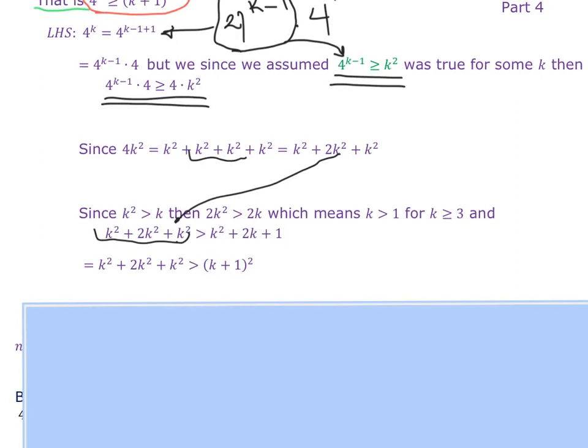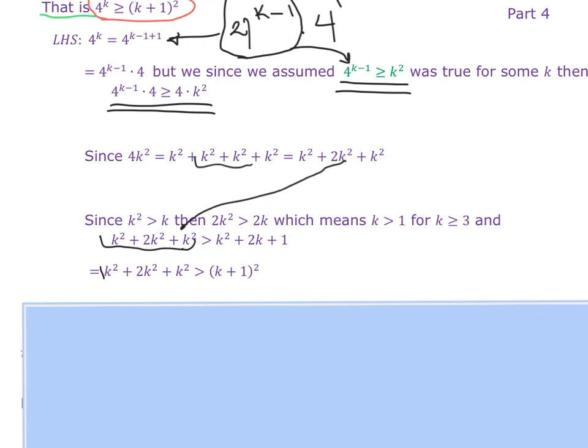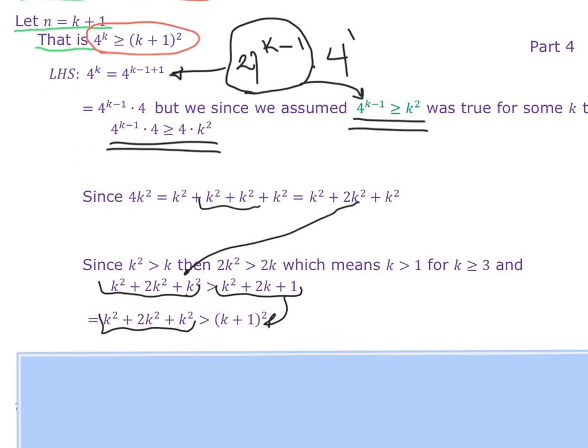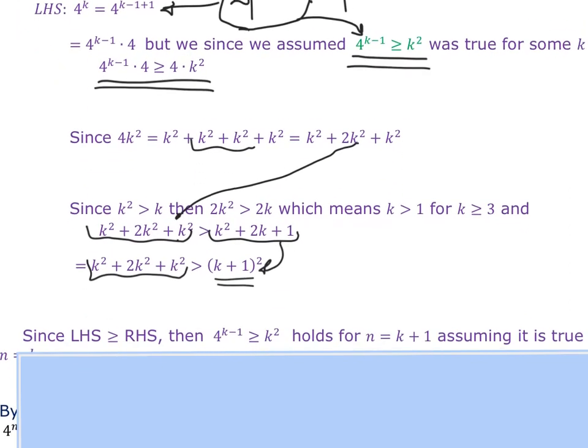Now, this again is just 4k squared. This is still 4k squared. But this side, the k squared plus 2k plus 1, I factor it and I get that. Eye on the prize. Remember, I am trying to prove, going back up to what I'm trying to prove, that 4k is greater than or equal to k plus 1 squared. That's what I'm hoping to prove. Okay? So this is part of my eye on the prize. Let's keep moving.